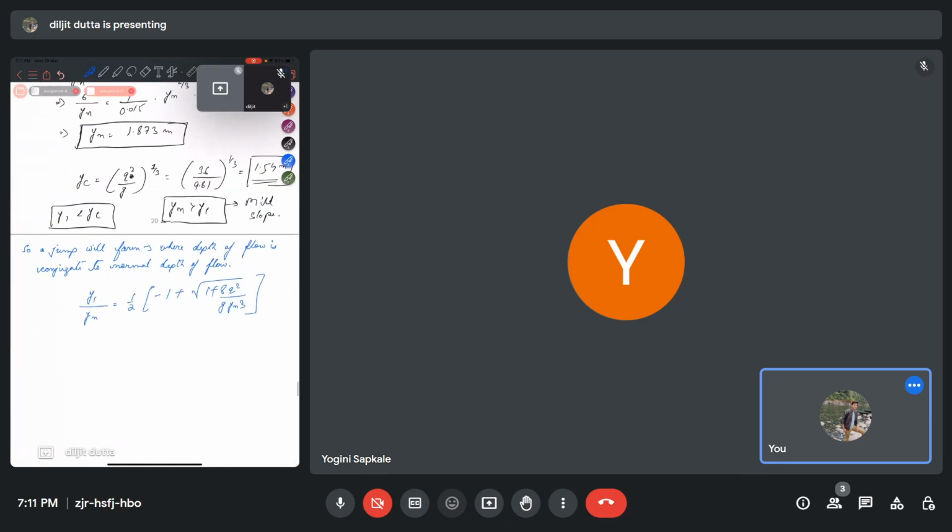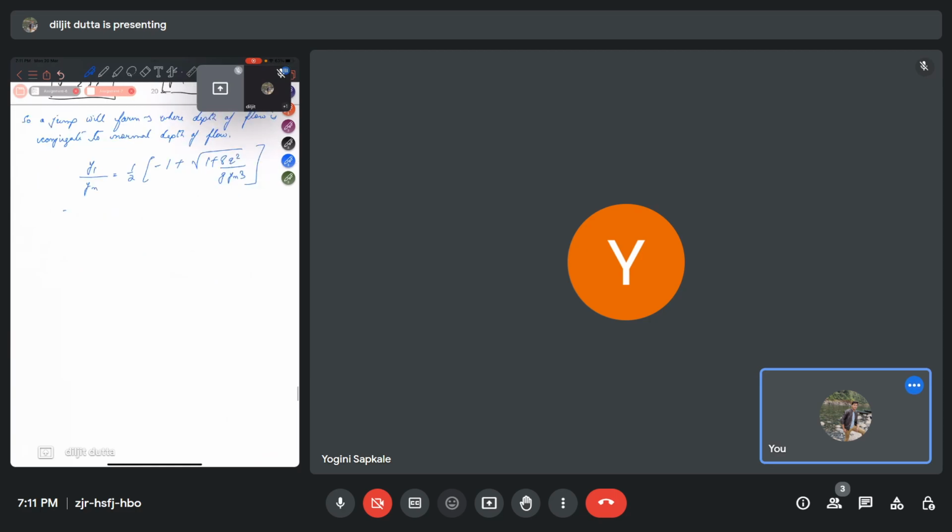a1 cube. So just substitute the values. y1 by 1.873 half minus 1 plus under root 1 plus 8 into 6 square by 9.81 into 1.87 whole cube. So if we solve this numerically, you will get y1 is equal to 1.253 meter.